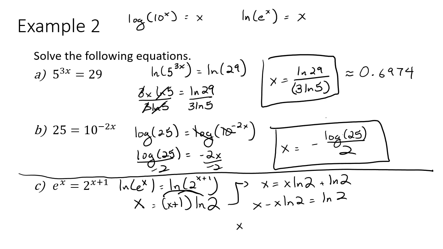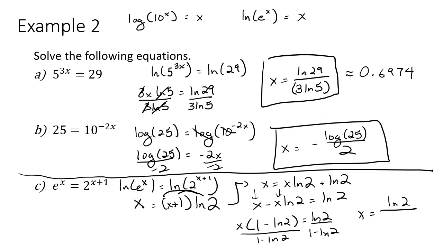And now I'm going to factor out the x in common. So if I pull an x out of both terms, divide an x out of x, you're just left with 1. Divide an x out of x ln 2, you're just left with the ln 2. And now we can just divide that whole parenthesis across to the other side. And so our answer would be x is equal to ln 2 divided by 1 minus ln 2.